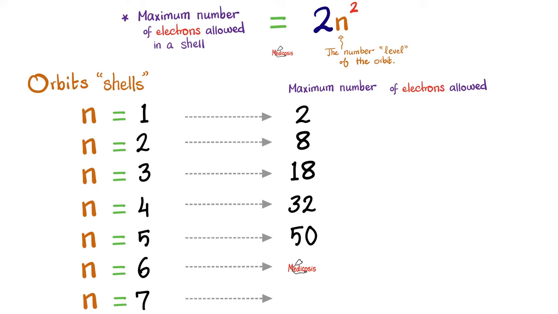But what if I want the number of orbitals in each shell? Since each orbital carries a maximum of 2 electrons, just erase the 2. So the maximum number of orbitals per shell is n squared. So in the first shell, how many orbitals do I have? 1 orbital. How about in the second shell? You have 2 to the power 2, which means 4 orbitals. Each one can carry a maximum of 2 electrons, so 2 times 4 is 8. How about in the third shell? 3 raised to the second power is 9 orbitals. Each one carries 2 electrons, equals 18 electrons.